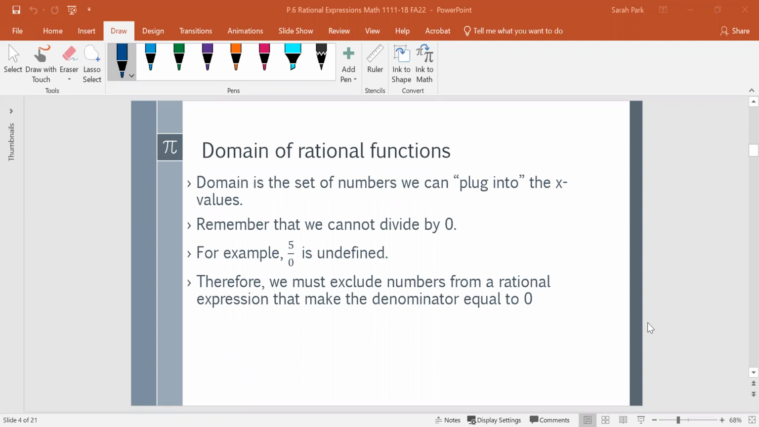Let's take a look at the domain of rational functions. The domain is the set of numbers we can plug in for x, so it's all the possible x values that go into the function. Remember that we can't divide by 0. For example, if you try to divide 5 by 0, you will get an error because it's undefined. We can't calculate that. Therefore, we have to remember to exclude the values that make the denominator 0 from the rational expression.